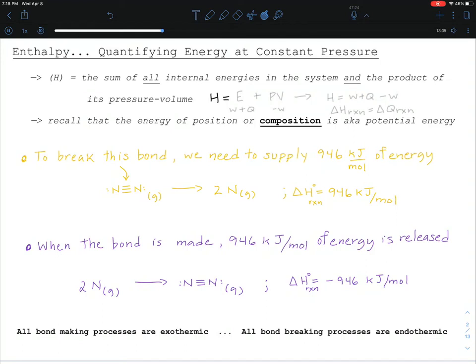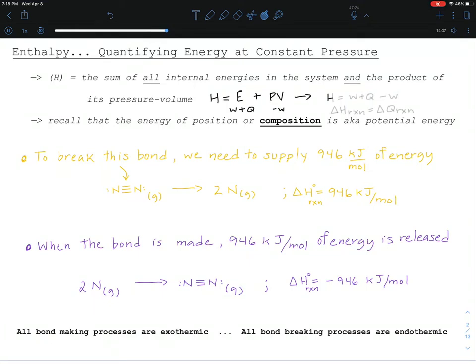Capital H is going to be the sum of all of the internal energies. So let's call this capital E. And what are those? The work plus the heat plus the pressure-volume component. What is that for an exothermic process? Negative work. So the enthalpy for this particular process, either at constant pressure or for an exothermic process, right?